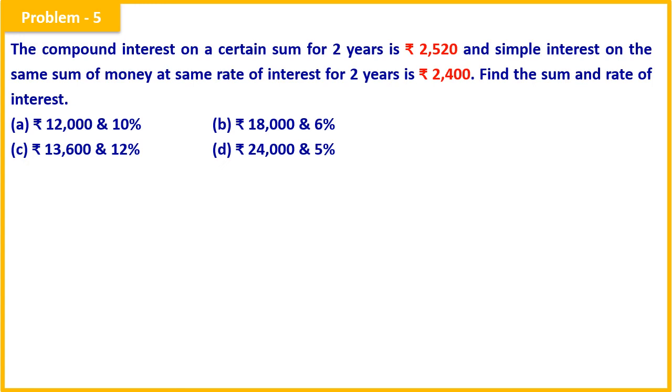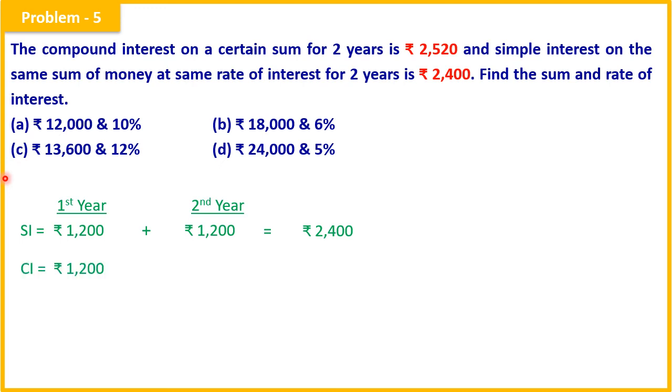Okay, we need to do the calculation here for 2 years. The 2 year simple interest is 2400, and we can split it as 1200 plus 1200, which is equal to 2400. Okay, can we split the compound interest? Yes, but how? The compound interest for the very first year is 1200, because I already told you that simple and compound interest in the very first year or very first period is always the same. It starts deviating from the next year or next period.